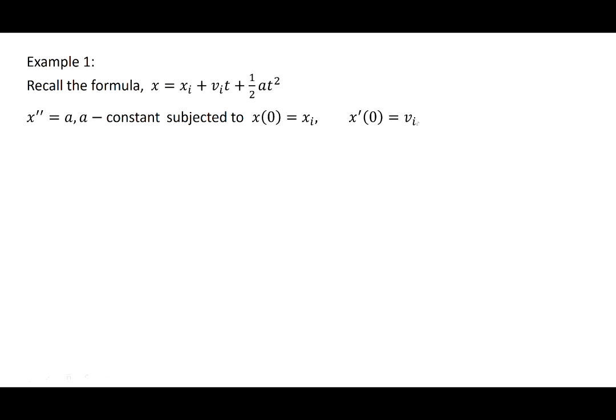You have to specify the direction. If you say v sub I is 3 meters per second, then pay attention to this: that means the particle is moving to the right at a speed of 3 meters per second. On the other hand, if x prime of 0 is negative 3 meters per second, what do you mean the speed is negative? Well, that means its direction is to the left. Positive direction is considered to be right, let us say, then left would be considered the negative direction.